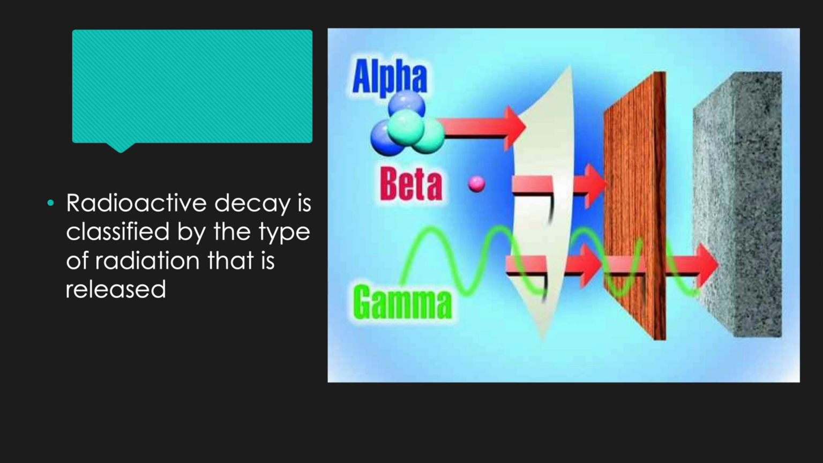There's several different kinds of radioactive decay, so different types of radiation released by these unstable atoms. And we usually classify them into 3 types. Alpha decay, which is when nuclei release alpha particles. Beta decay, when they release beta particles. And gamma decay, when they release gamma rays.